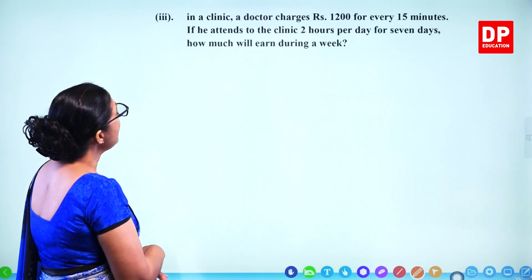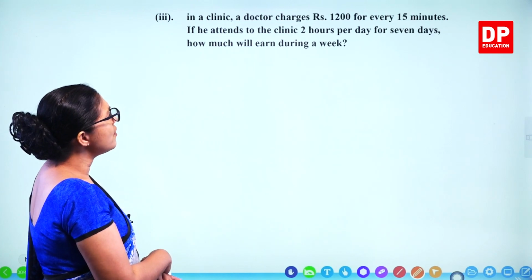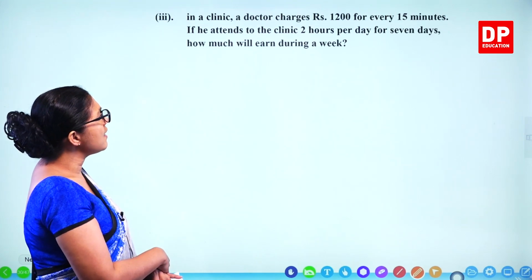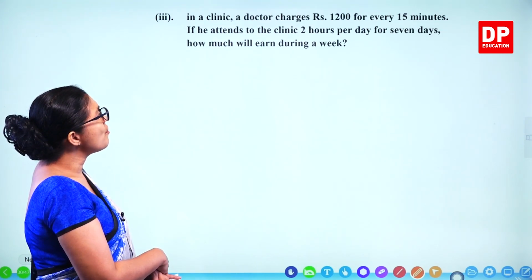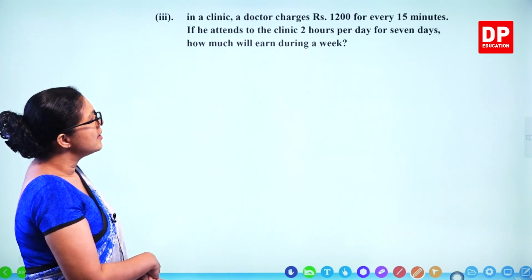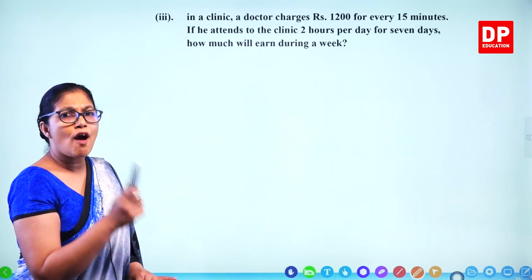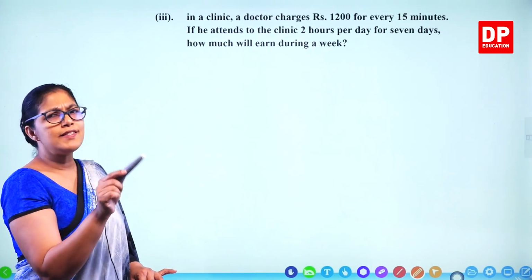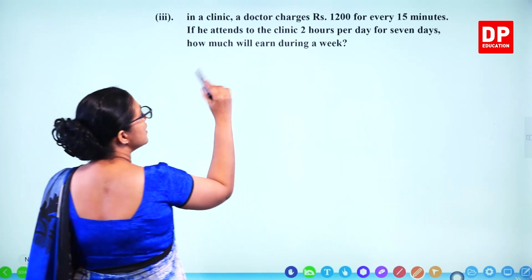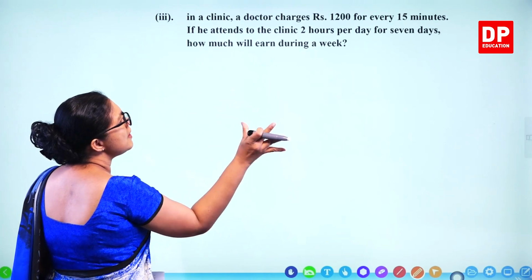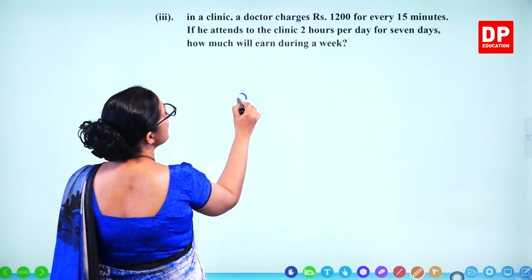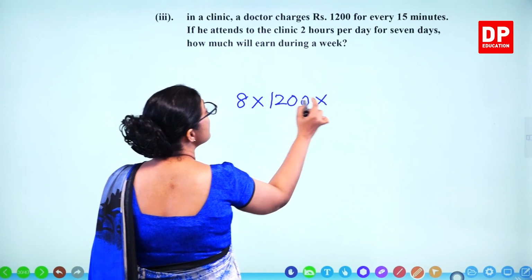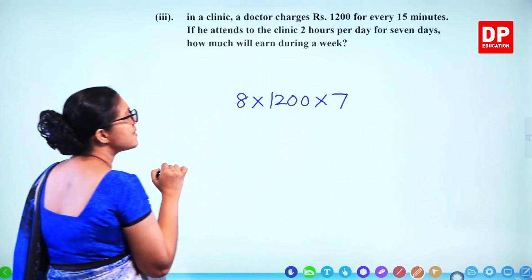Part 3. In a clinic, a doctor charges 1,200 for every 15 minutes. If he attends to the clinic 2 hours per day for 7 days, how much will he earn during a week? So how many 15 minutes are there in 1 hour? 15 times 4. So 2 hours means 4 into 2, 8 times. 8 15-minutes are there. So 8 15-minutes, each 15 minutes 1,200, and 7 days working, multiplied by 7 as well.